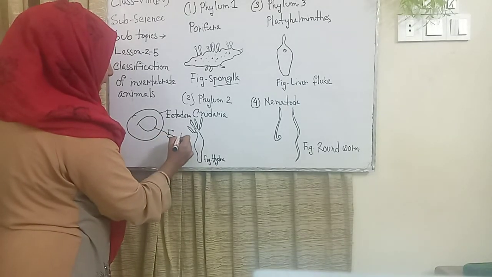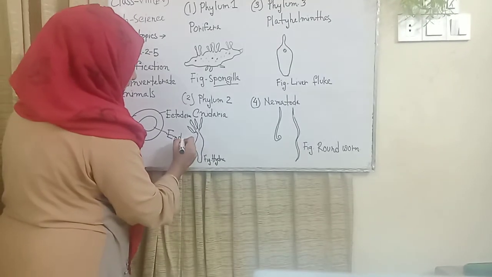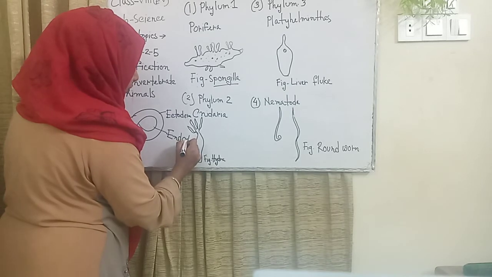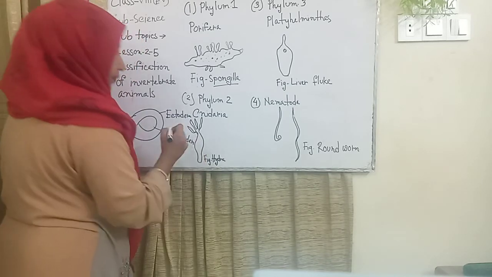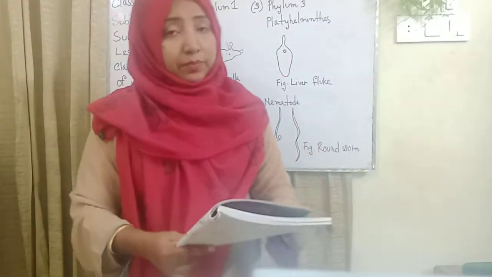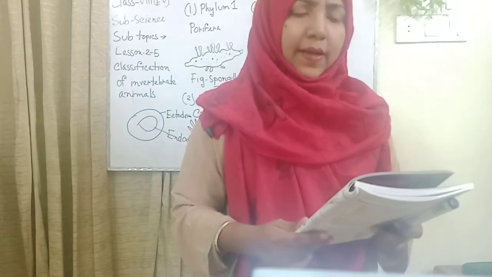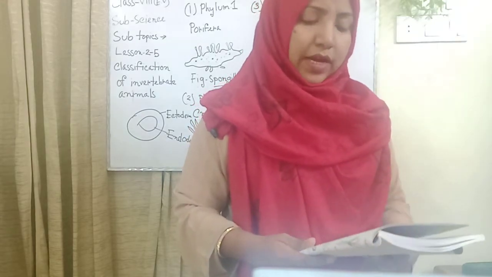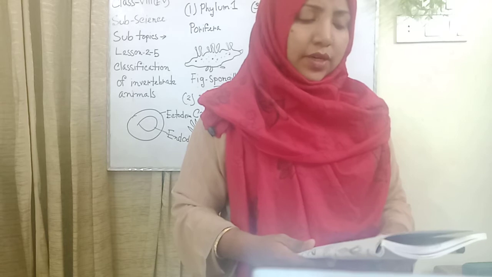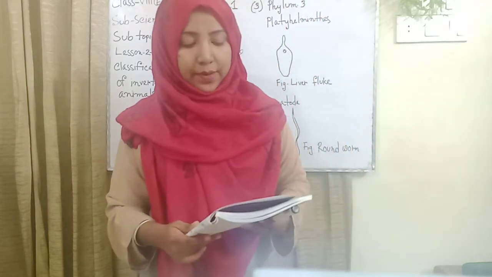So there is a bilayer structure. Again, I draw this structure: endo and derm. And again, I repeat the characteristics, which are very important. The body consists of two embryonic layers. The outer one is the ectoderm and the inner one is the endoderm.